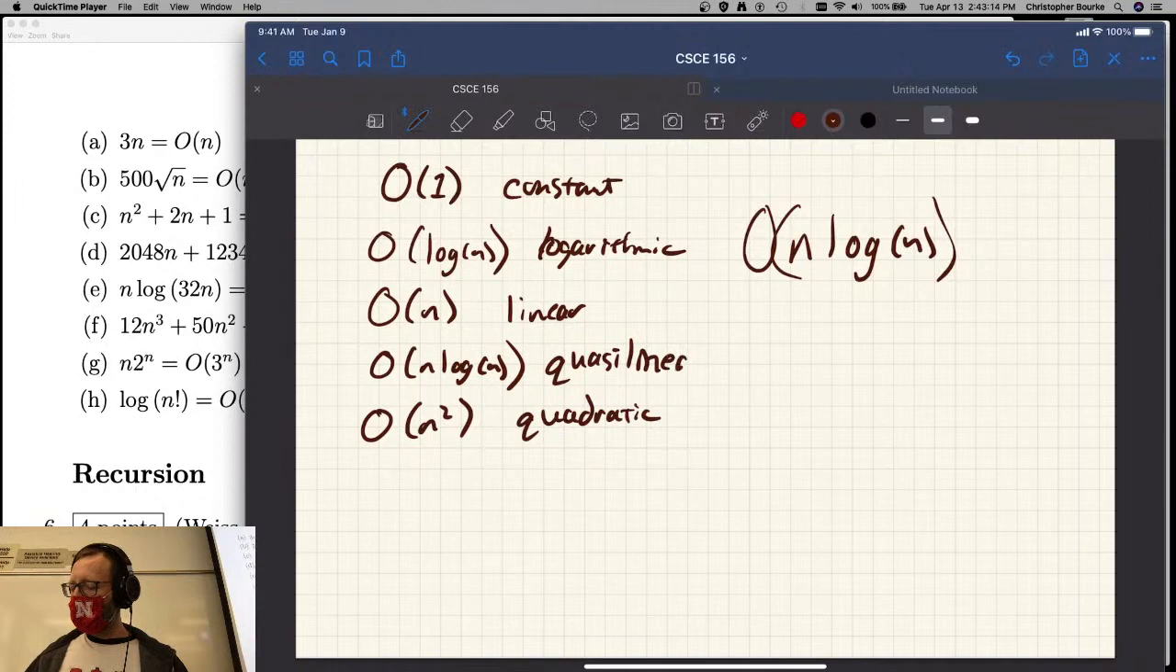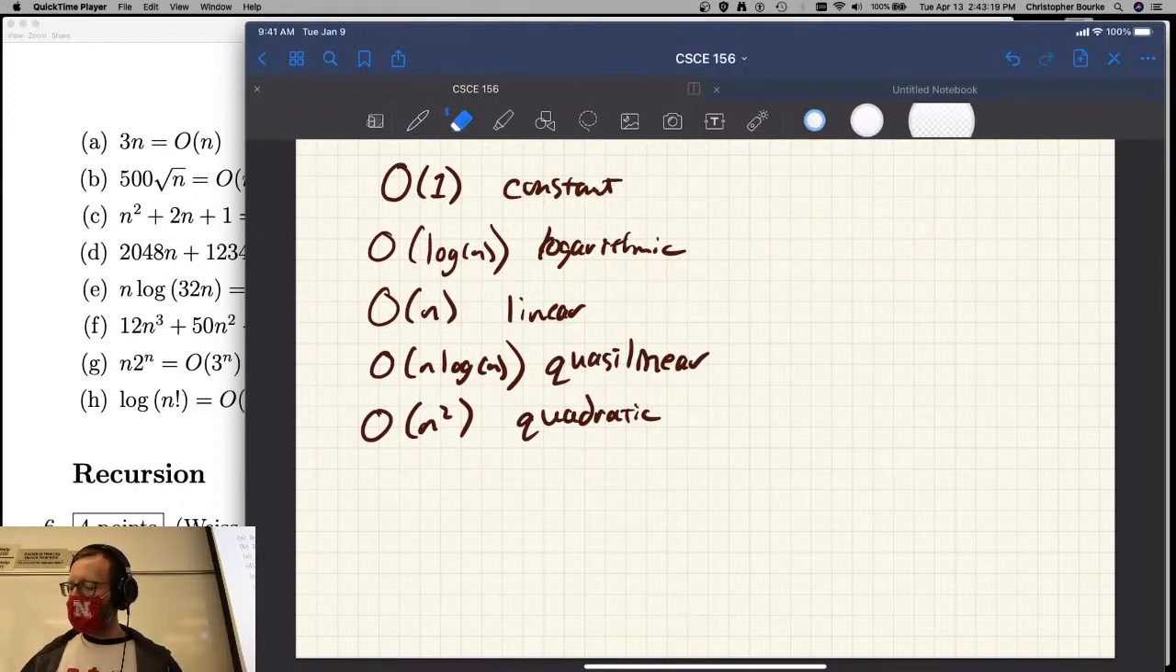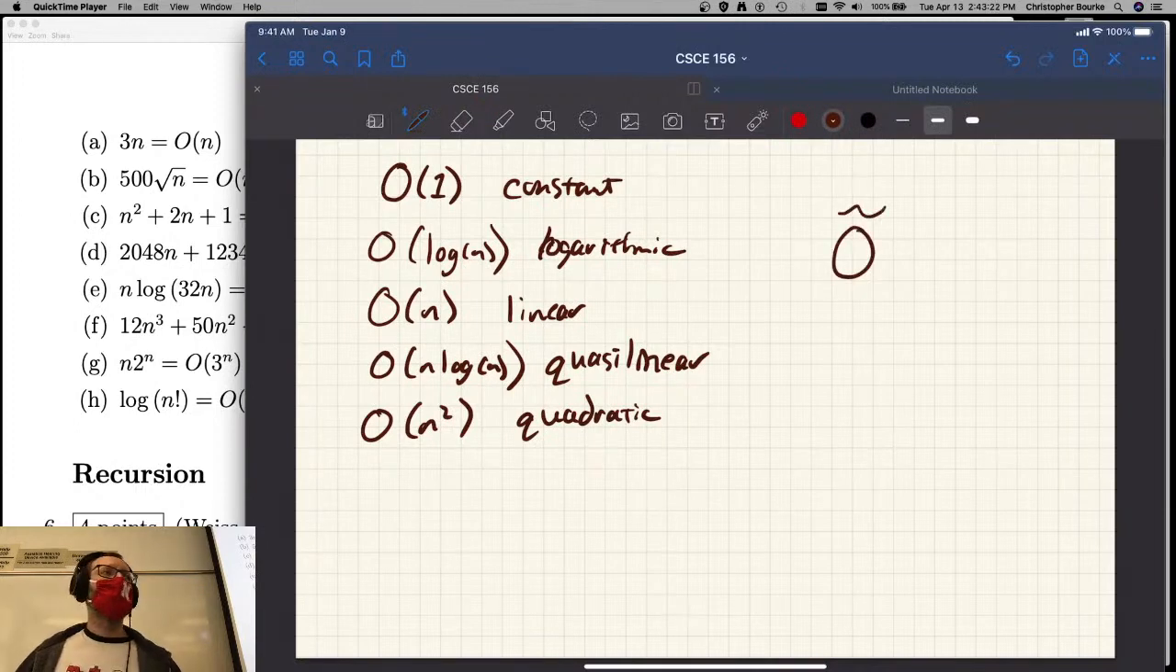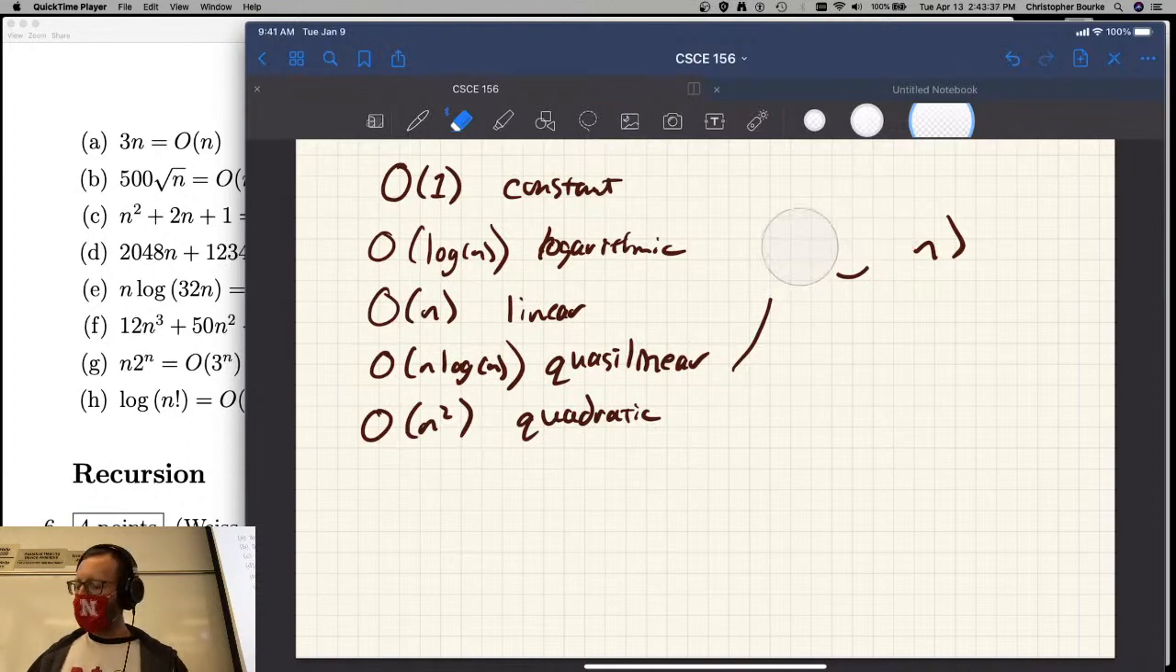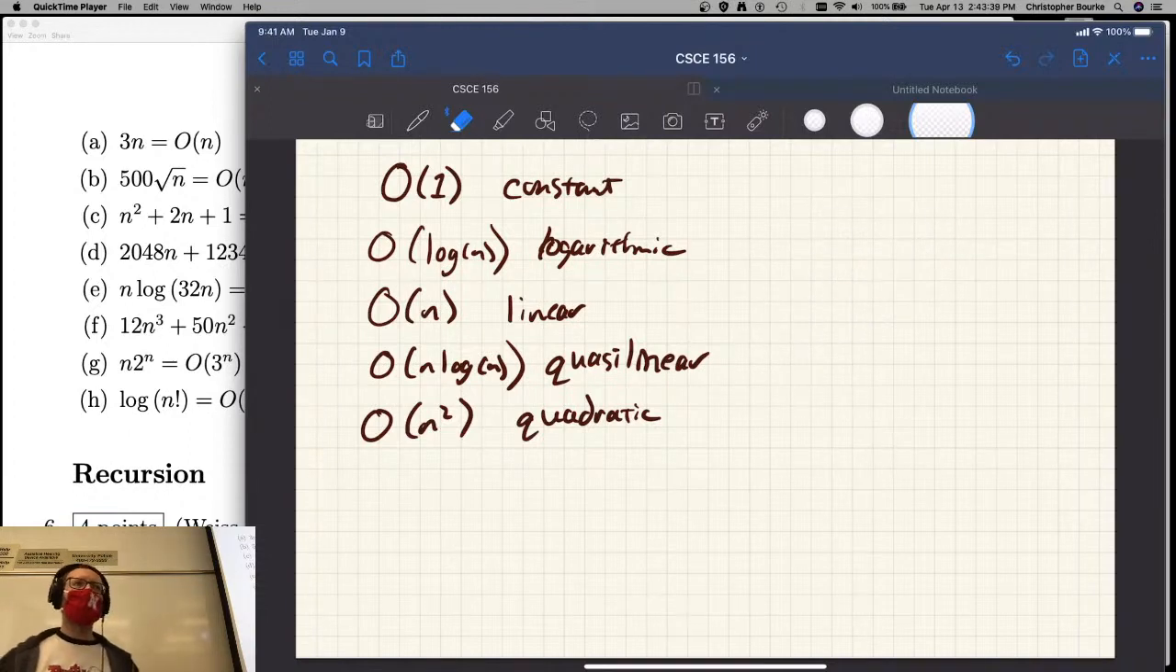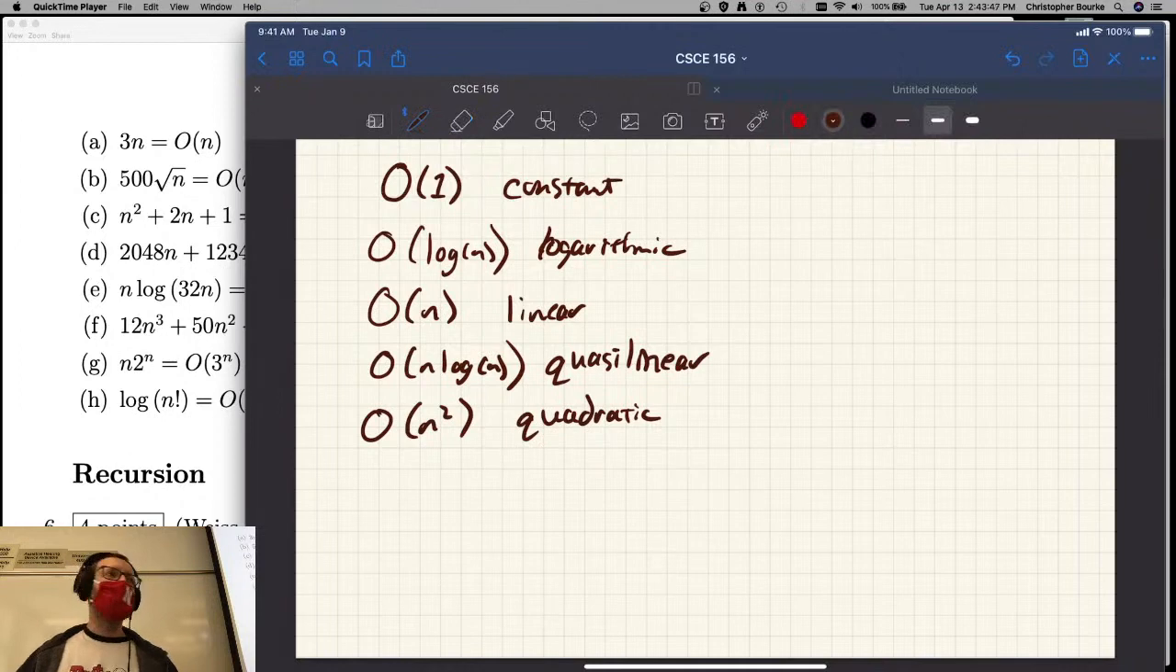quasi-linear. Almost linear. In fact, there's a big O version with a tilde above it that allows you to ignore logarithmic terms, and this special tilde above it just says ignore all those logarithmic terms. Why is it okay to ignore logarithmic terms? Because it's such a slow growing function. You have to get up to billions in order for it to go from like 7 to 8.